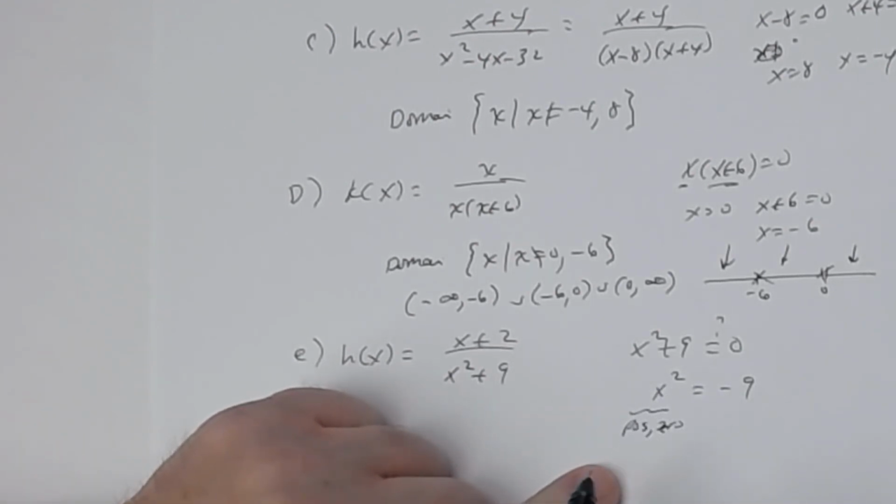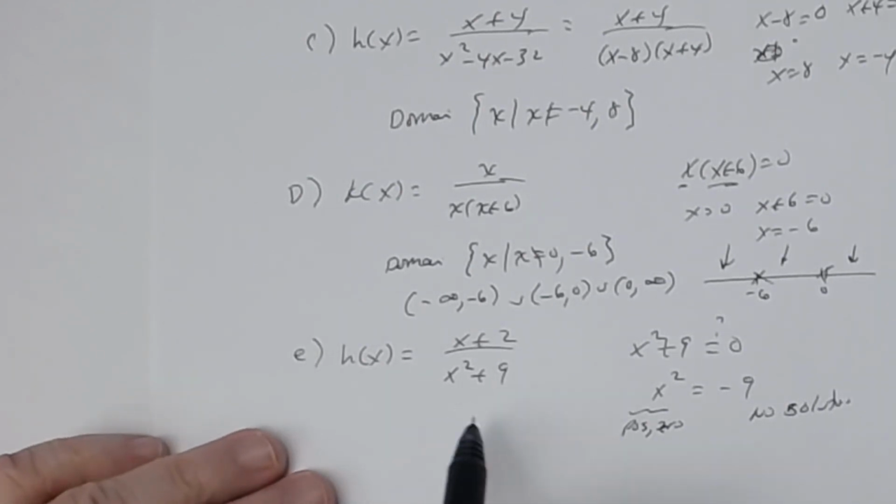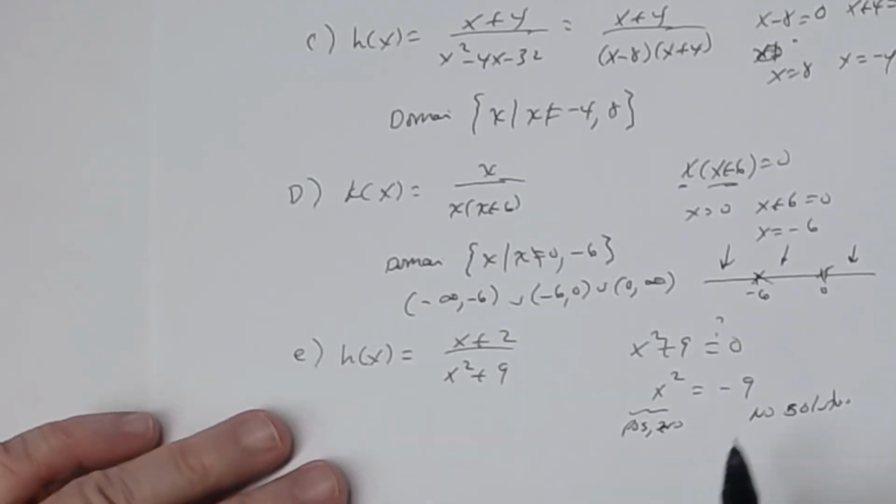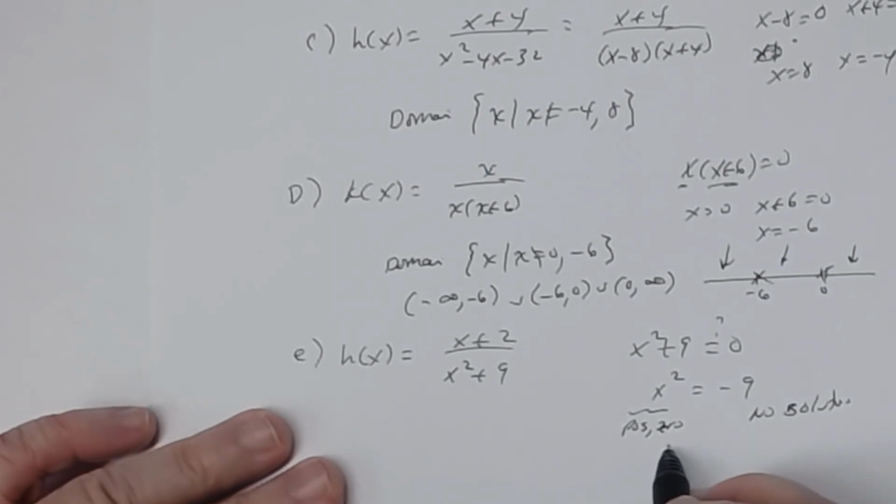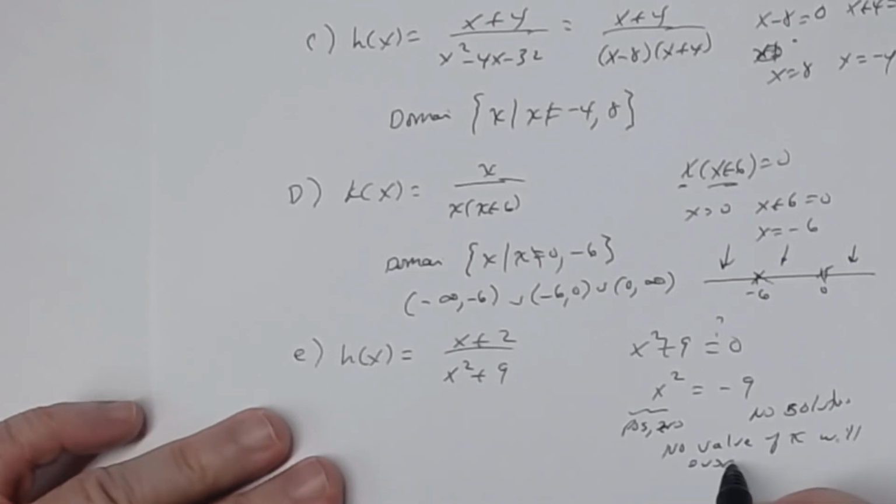Any positive number squared is positive. 0 squared is 0. It's never negative. So x squared equal to -9 does not have a solution. So there's no solution, right? So what that means here is that there is no number, so no value of x will ever make the denominator 0.